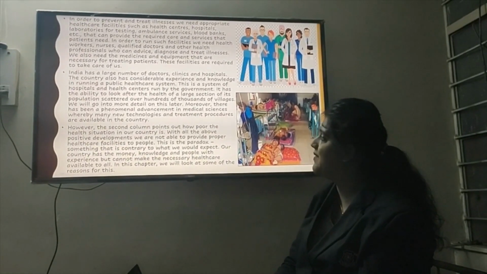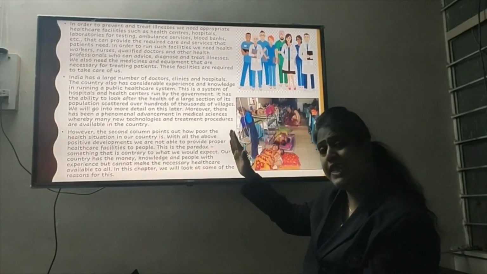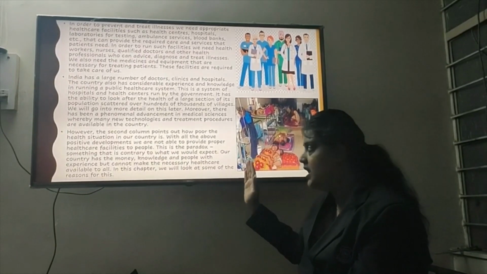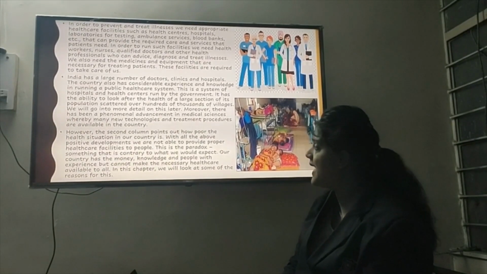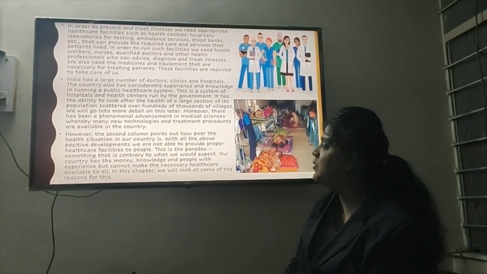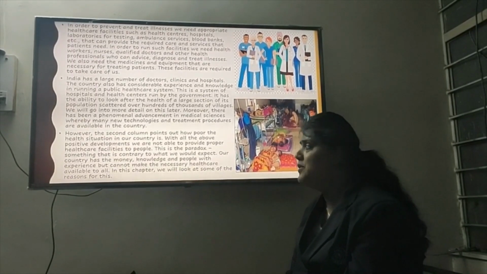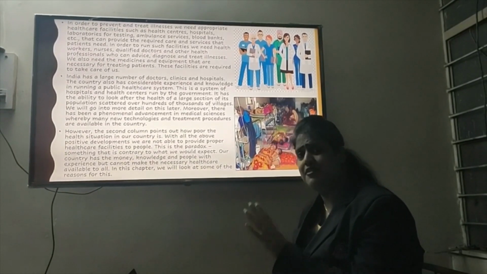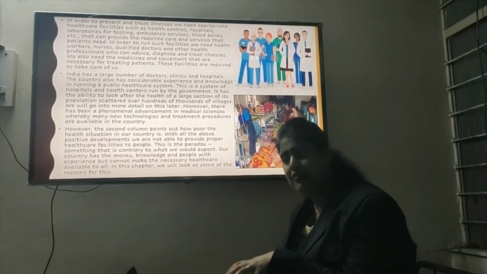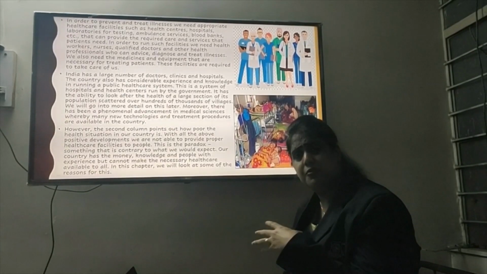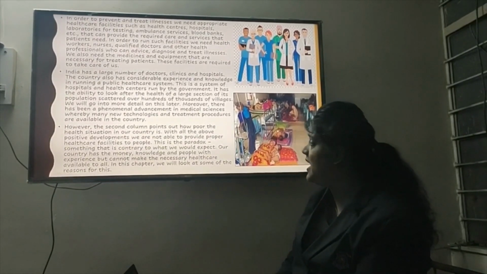However, in the second column, these two points were discussed for the positive aspects. The second column, as we saw in the last slide, discussed the points which had to be improved upon. However, the second column points out how poor the health situation in our country is. With the above positive developments, we are not able to provide proper health facilities to the people. We just saw in the last slide how the village people are being left out and how they have a weak point in travelling from their village to the city for any emergency they are facing.